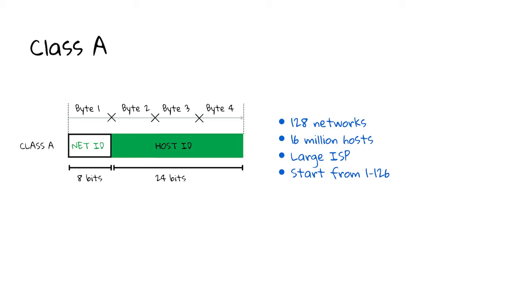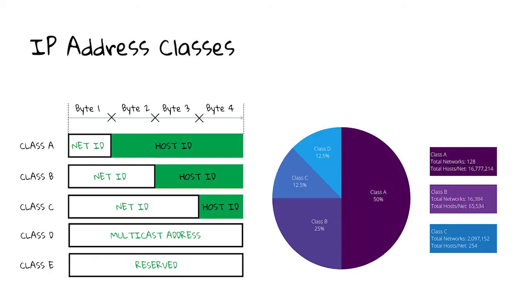On the screen, we have 2 diagrams. One shows the network ID and host ID split for each class, and the other shows the number of networks and hosts per class. These are basically there to help you visualize the difference between the classes. A Class A address consumes almost 50% of all the IP addresses.